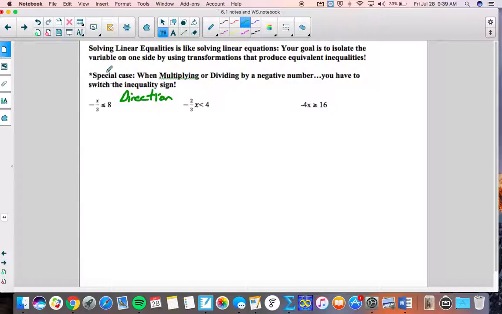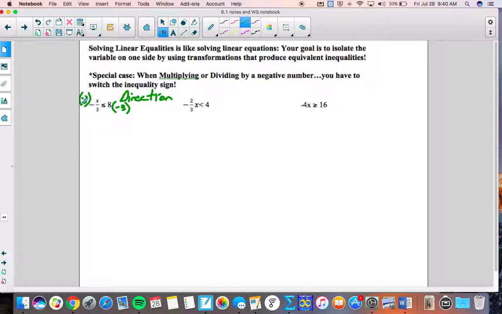So here we go. This says negative x divided by 3 is less than or equal to 8. So how do we undo dividing by 3? That's right, we would multiply by 3. But we also have to undo this negative here. So instead of multiplying by 3, let's multiply by negative 3. Because a negative times a negative is a positive. Well, so is a negative divided by a negative. And what we do to one side, we have to do to the other.